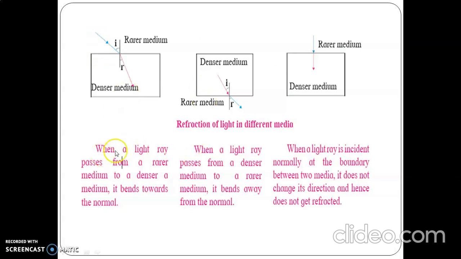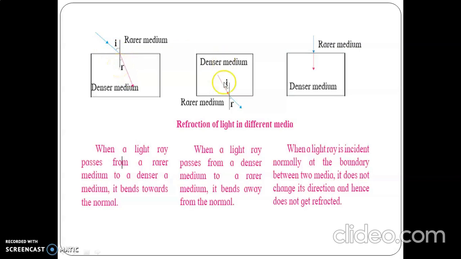First case, when a light ray passes from a rare medium to a denser medium, it bends towards the normal. This is a rare medium, this is a denser medium. So suppose the light ray is coming from air to a glass slab, it is bending towards the normal. That means it is coming close to the normal.